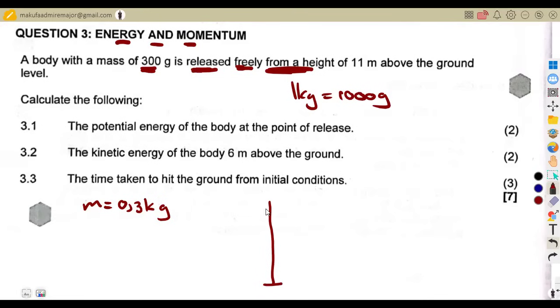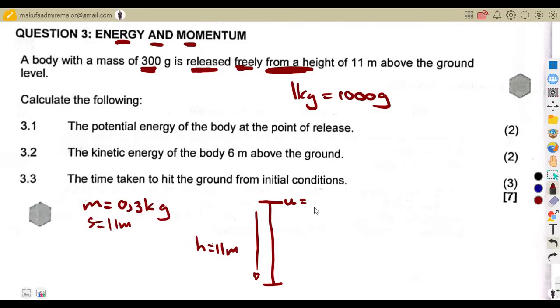It is released from a certain point there, from this one, going down. It is going down from a certain velocity, which is 11 meters, the height of this. What is it? It is 11 meters, which is actually our displacement, the height above the ground level from a certain point going down. All right, so this is our initial point as we are going down.